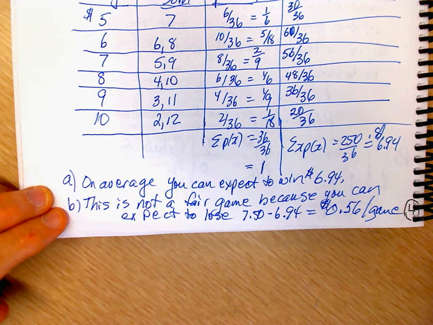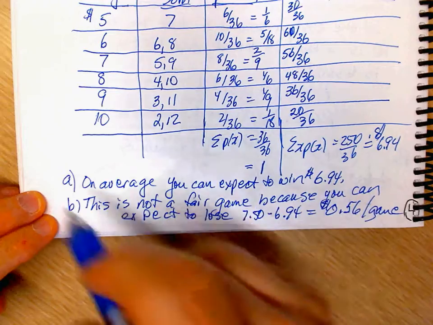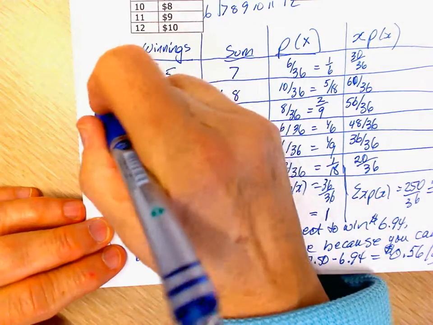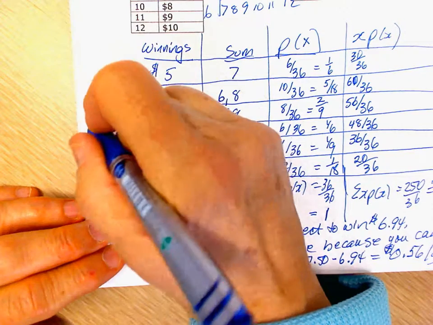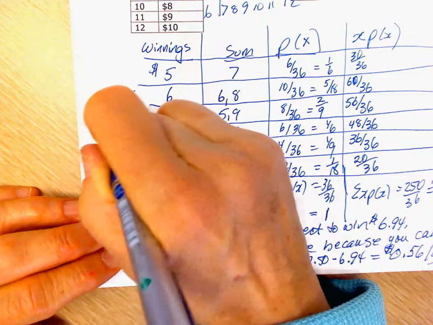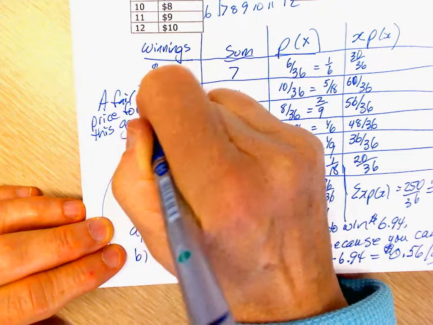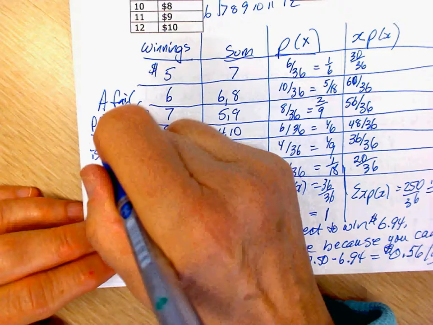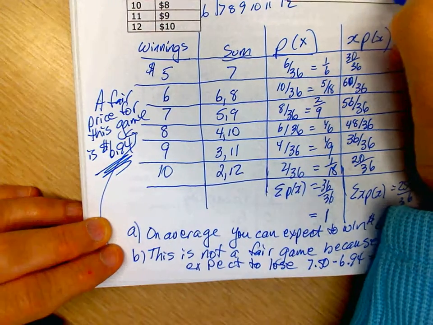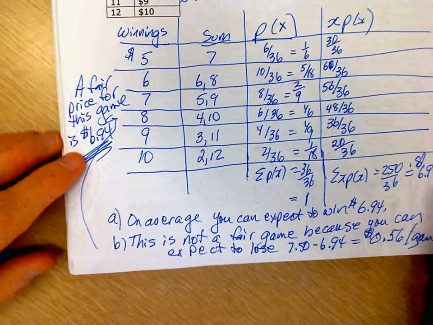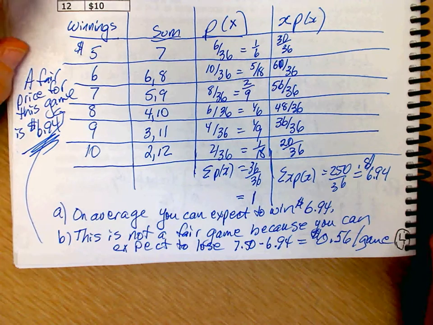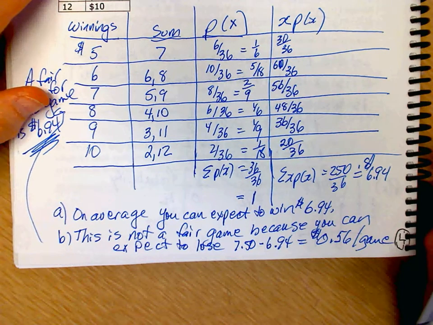A fair price for this game is $6.94. It has to be fair to the player, and it has to be fair to the organizer of the game. It has to be fair to both in order for it to be fair.